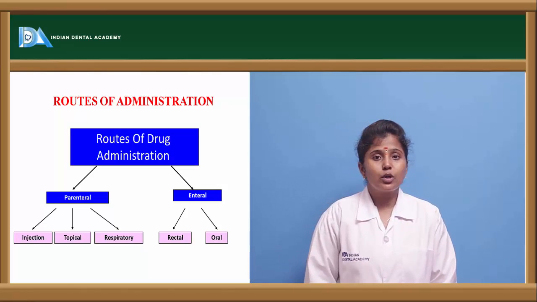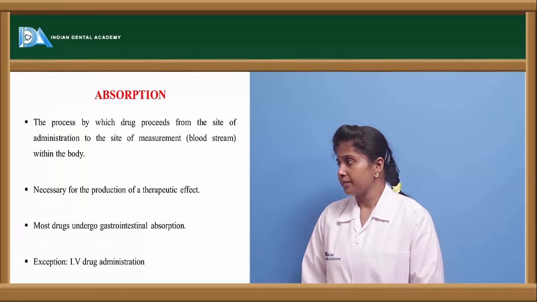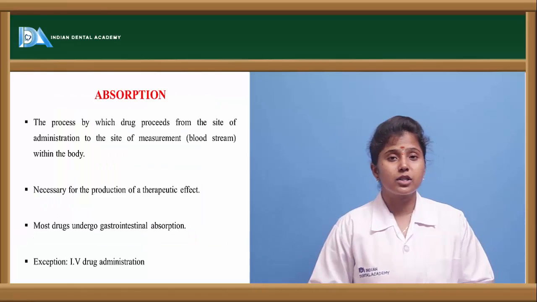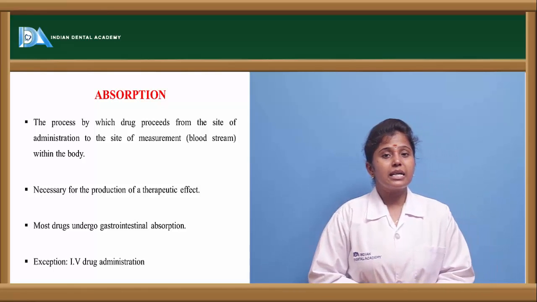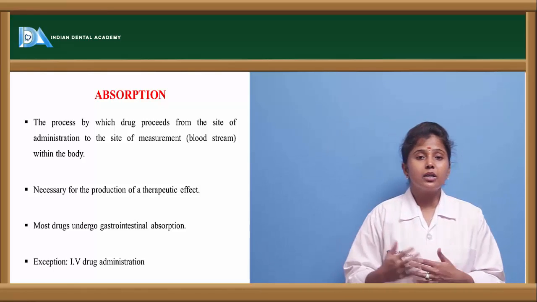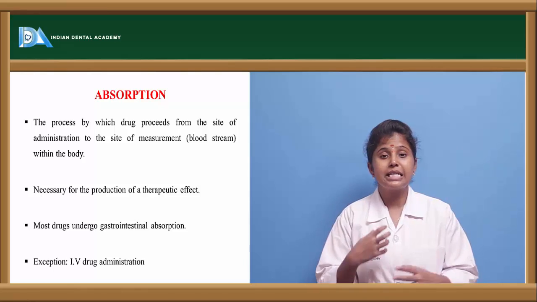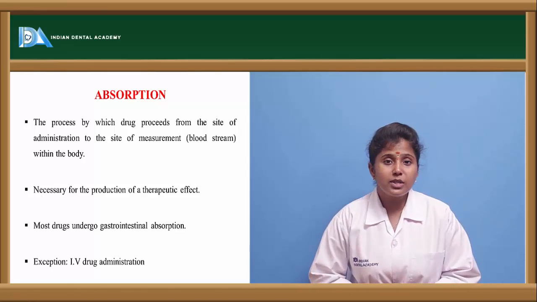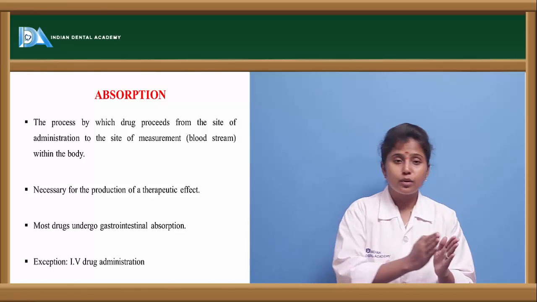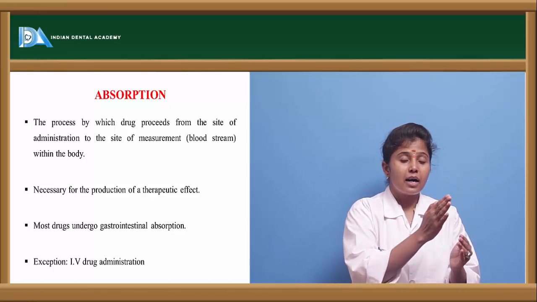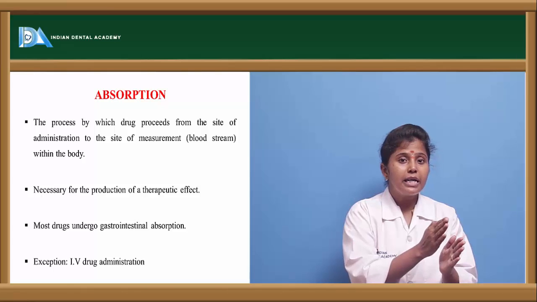And the routes include rectal route and oral route. So if we see the process of pharmacokinetics, the first thing is absorption. Once the drug enters the body, it undergoes a process of dissolution. It gets mixed with the fluids present in the body, and then the drug gets absorbed.